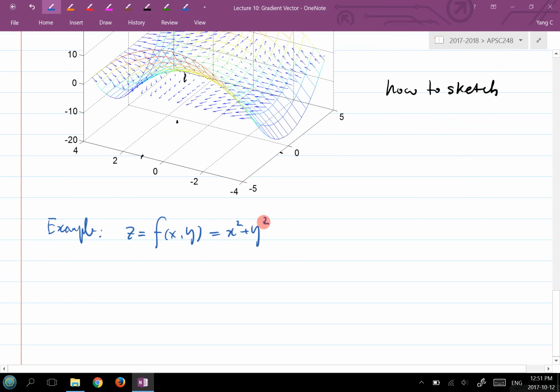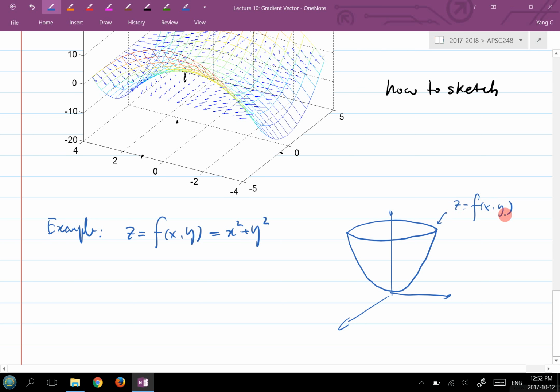So z equals x squared plus y squared. If you recall, what does this function represent? It's a function of two variables, so it's a surface, right? And this one gives you a so-called what type of surface? It's a paraboloid. If you sketch this out, you get a paraboloid here. And that's this function.